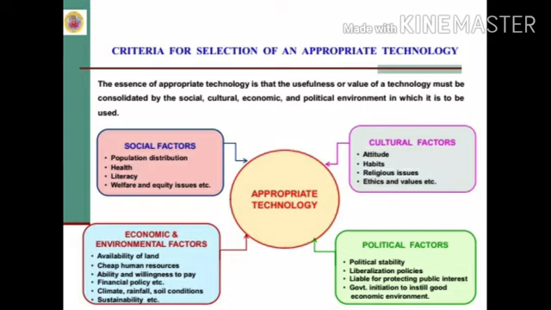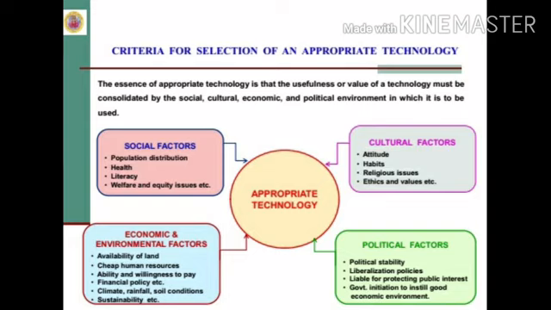In the same way, as far as economic and environmental factors are concerned, while choosing an appropriate technology, it is to be observed the availability of land suitable to the technology, the cheap human resources or trained persons, etc. And it is necessary to observe the ability and willingness to pay for the technology and financial policies, etc. So these are to be considered while selecting an appropriate technology.